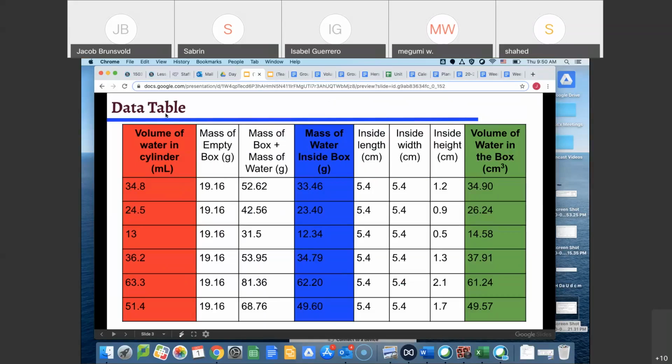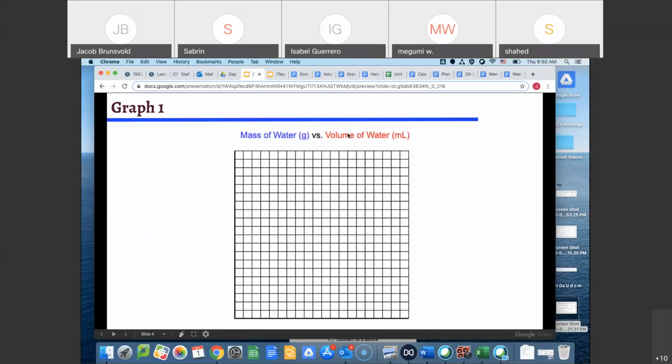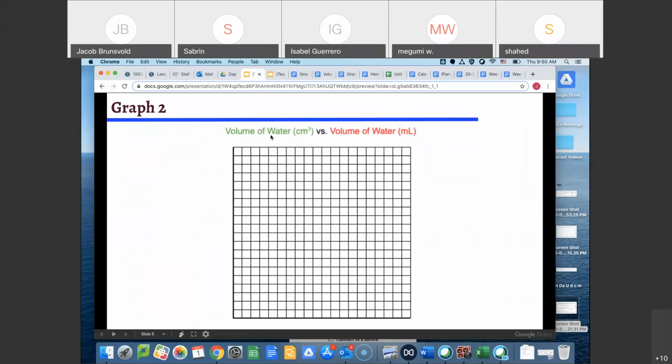So red is X, blue is Y. Well, that's the same thing as in the graph, right? Red is X, blue is Y. Does that make sense, Meg? Yeah. Oh, I get it. Okay. Yep. And it's the same thing with the third graph.